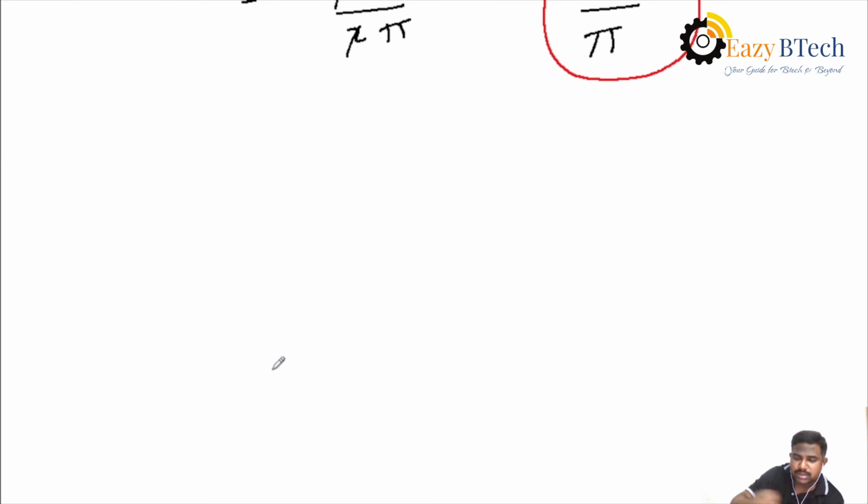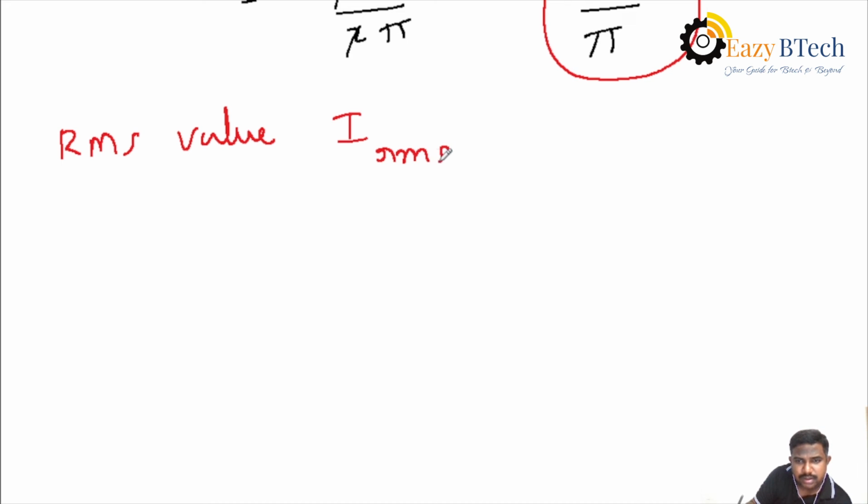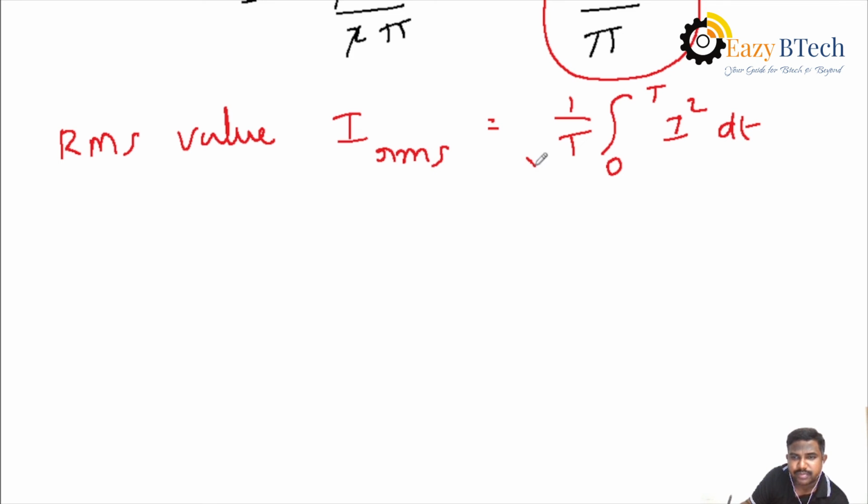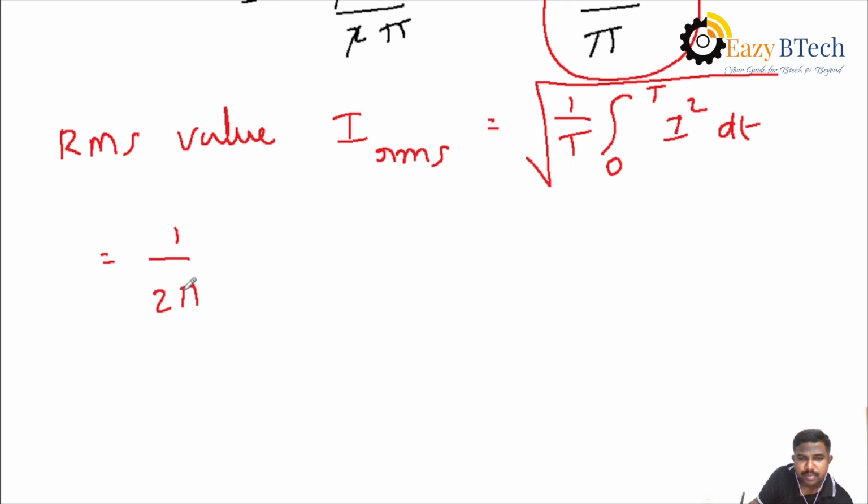Similarly, in the same manner, we have to find out the RMS value also for the half wave rectifier. That is IRMS. The formula is square root of 1 by T integration 0 to T I square dt. For the whole term, there is a square root. Then the time period is 2 pi.